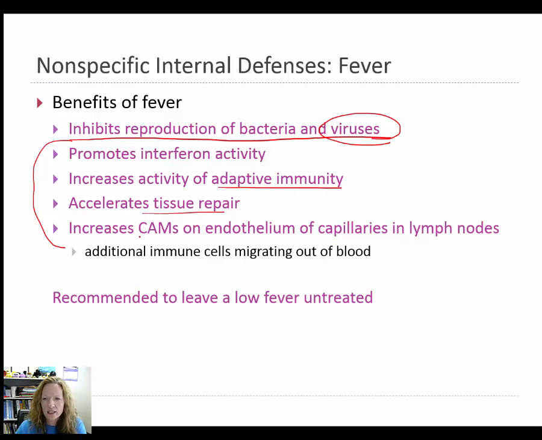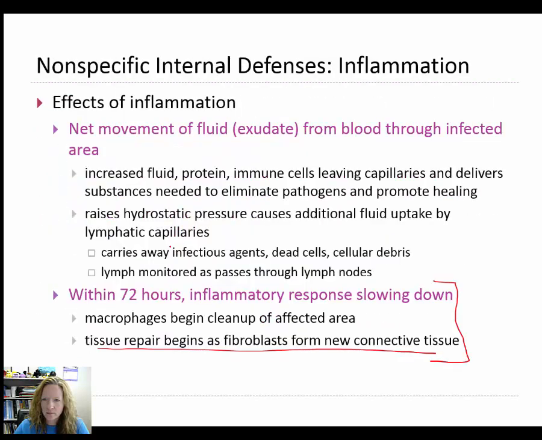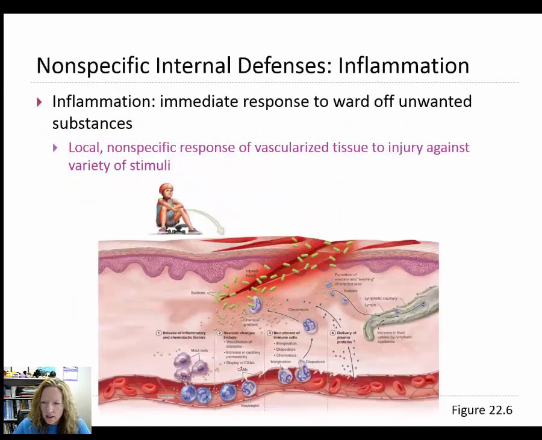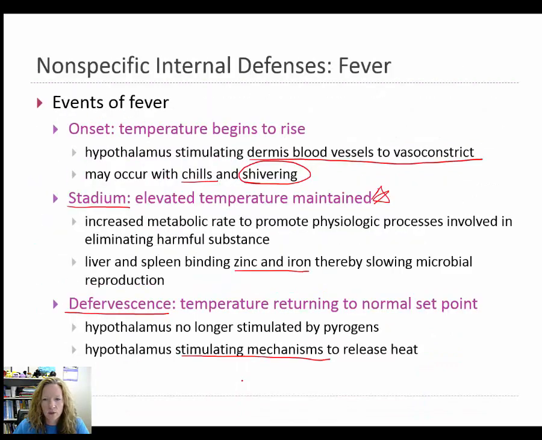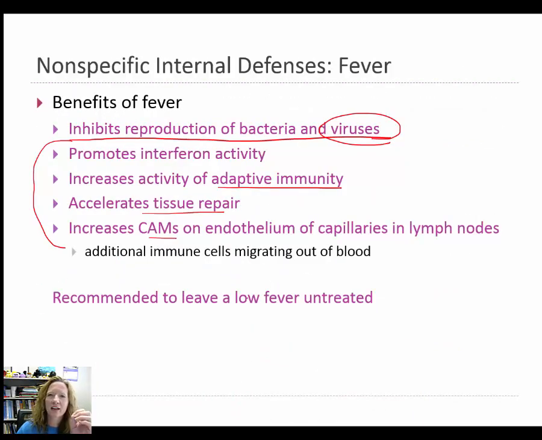Another thing that it does is it increases these CAMs on the endothelium. Let's go back and show you where that came from. It came from inflammation. Here are the CAMs. The CAMs are molecules found on the inside of the endothelium of the blood vessels that help the white blood cells stick onto the blood vessel, and then they're able to squeeze out of the holes. Get back to where we were. So that is going to make sure that more immune cells are migrating out of the blood and getting to where they need to go.